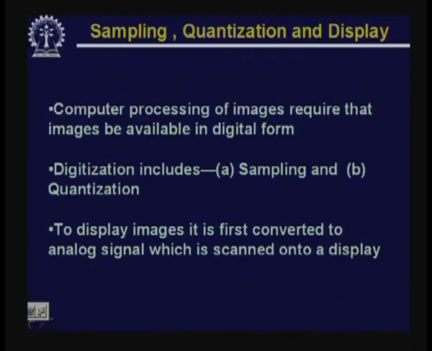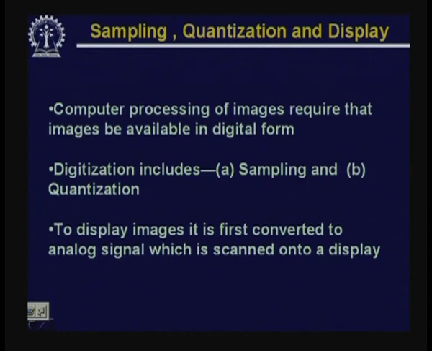Now, let us see what should be the different blocks in an image processing system. Firstly, we have seen that computer processing of images requires that images be available in digital form, and so we have to digitize the image, and the digitization process is a two-step process. The first step is sampling and the second step is quantization.